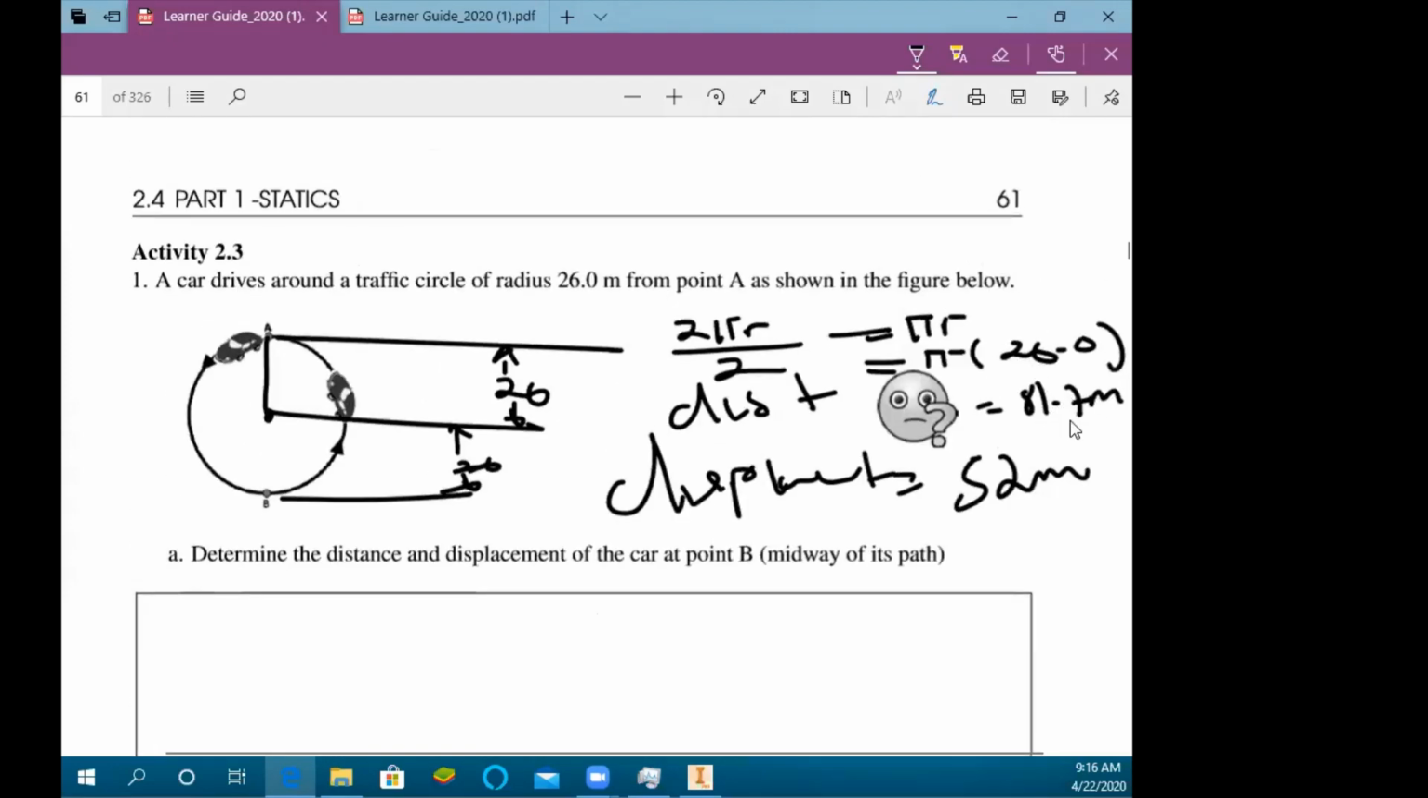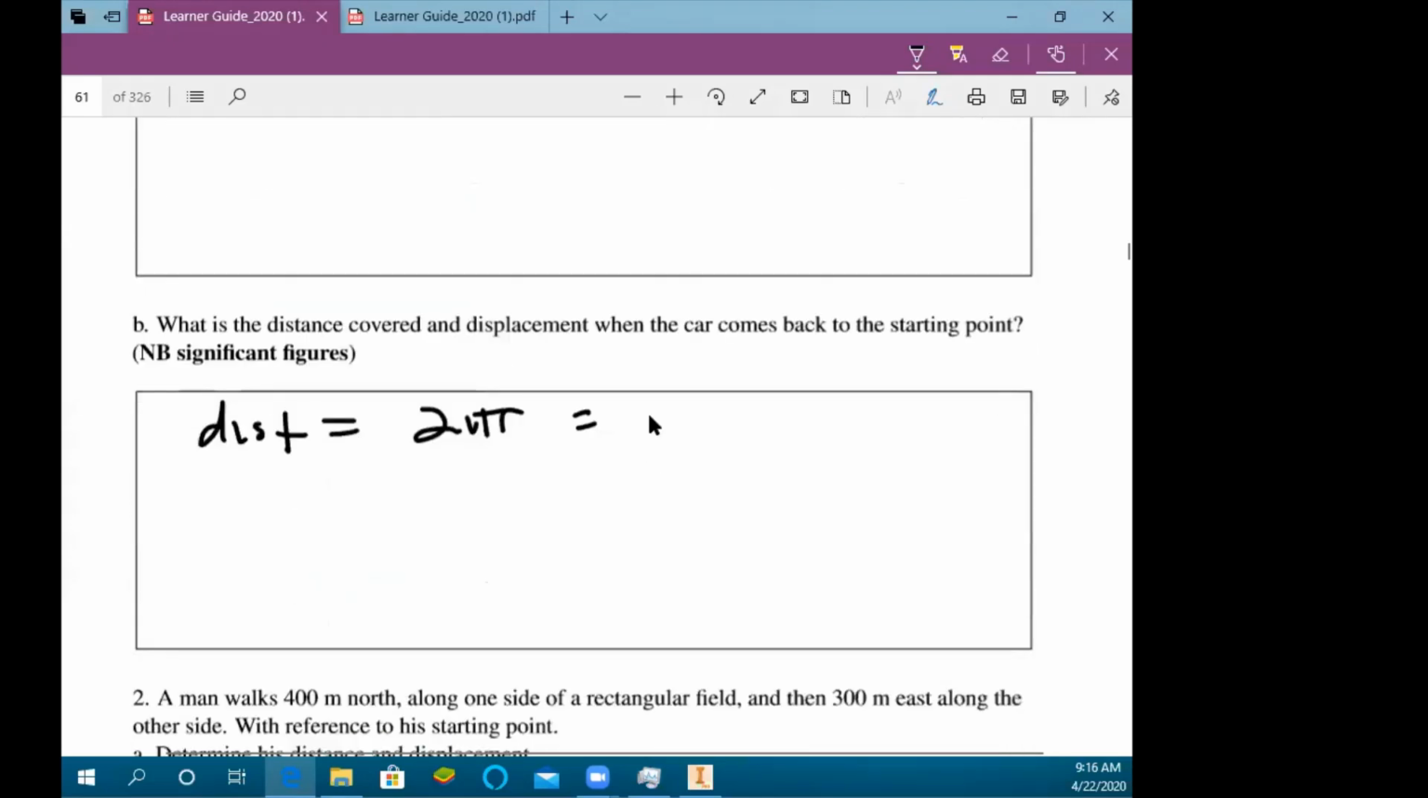So it's just 81.7 times 2. Now let's just substitute the values here. 2 times pi times, what is r? 26, right? Yes. What am I getting here?